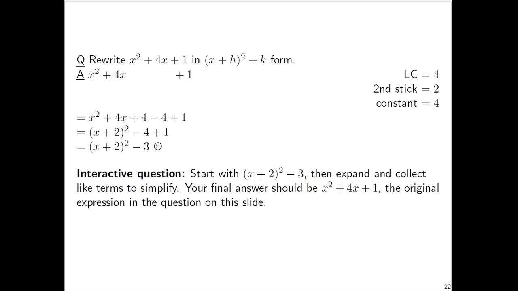Okay, for the interactive question, I would like you to start with the final line of the answer, x plus 2 quantity squared minus 3, and then show your work, expand and collect like terms and so on to simplify, and then show that this really is truly equal to x squared plus 4x plus 1, which is the original expression in the question.